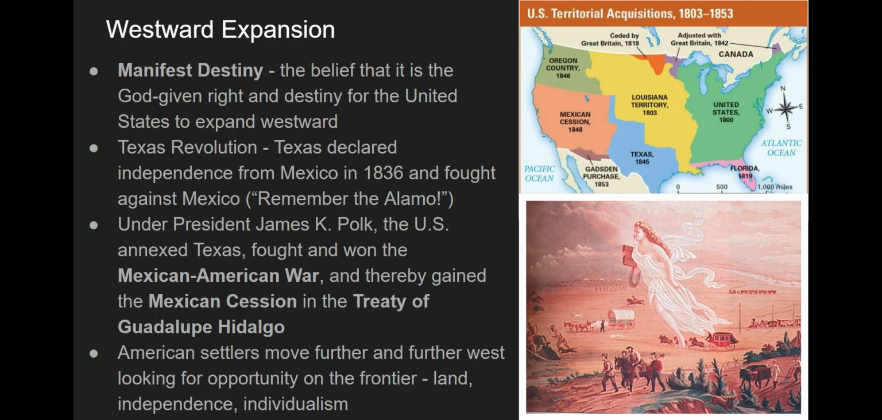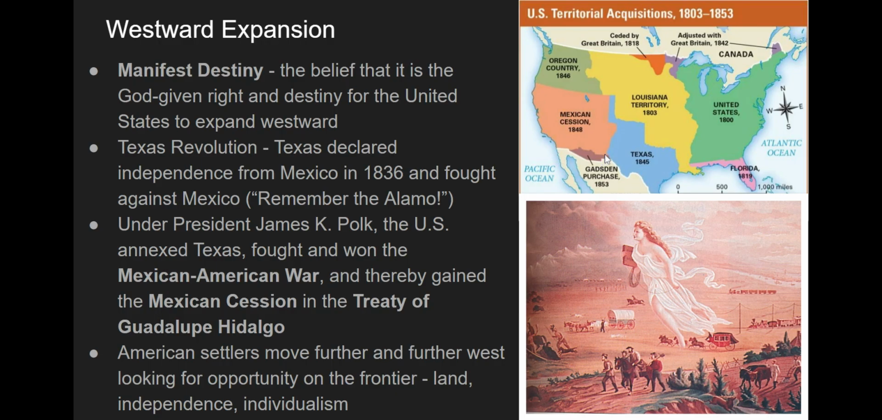And this all happens under President James K. Polk. So he annexes Texas. And then we continue to have issues with Mexico, they don't really like that we've taken Texas. We fight this war. It's called the Mexican-American War. And we gain this chunk of land called the Mexican Cession. You can see right here on the map. In the Treaty of Guadalupe Hidalgo, one of the best named treaties ever, we get this chunk of land.